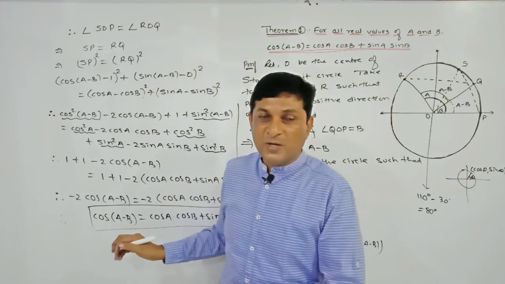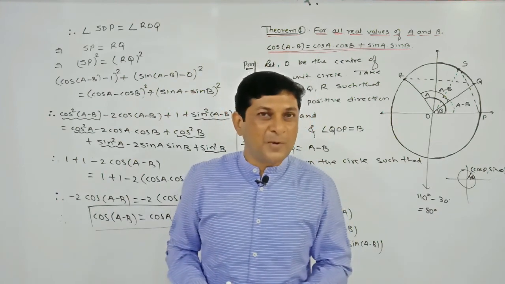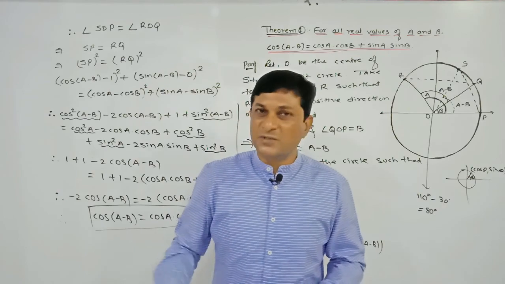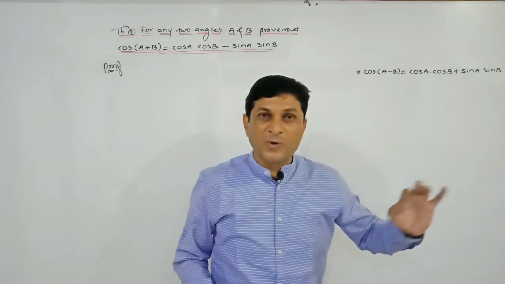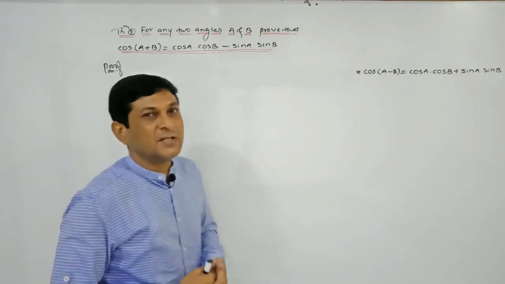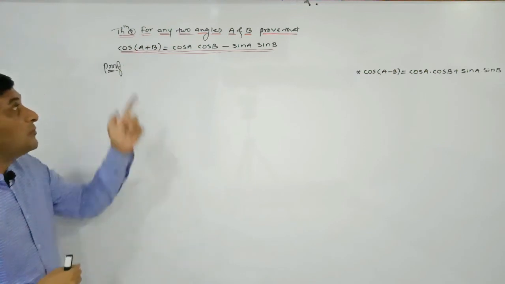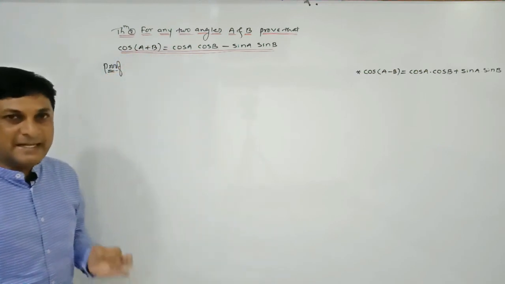So using this formula, again, many formulas are related to compound angles. Now let us try to prove these formulas. Just now we have proved that cos(A minus B) is equal to cos A into cos B plus sin A into sin B. Using this formula, we are now trying to prove the formula of cos(A plus B) is equal to cos A into cos B minus sin A into sin B.